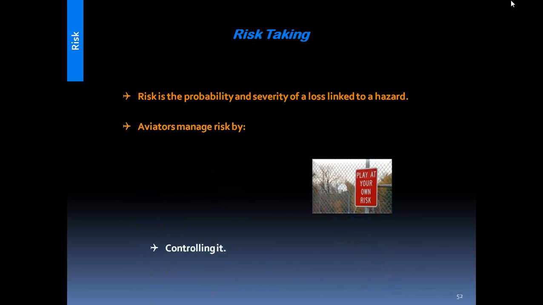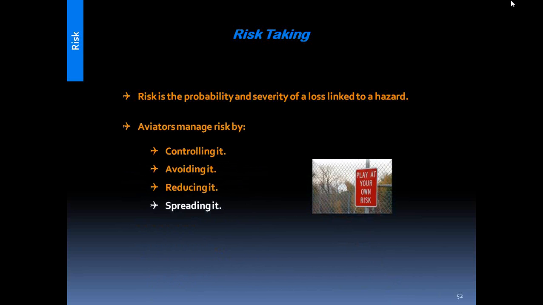We must manage risk by either controlling it, avoiding it altogether, reducing it, spreading it around, or transferring it someplace else. So those are the ways that we can manage risk. And again, there are procedures that back up this kind of thinking, these thought processes. You can learn this.